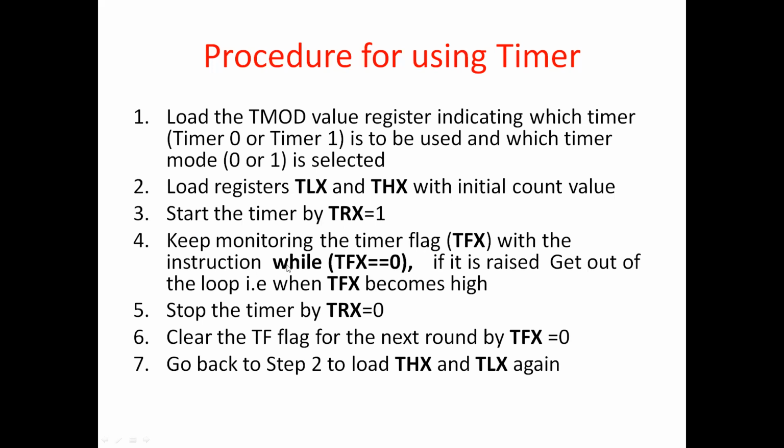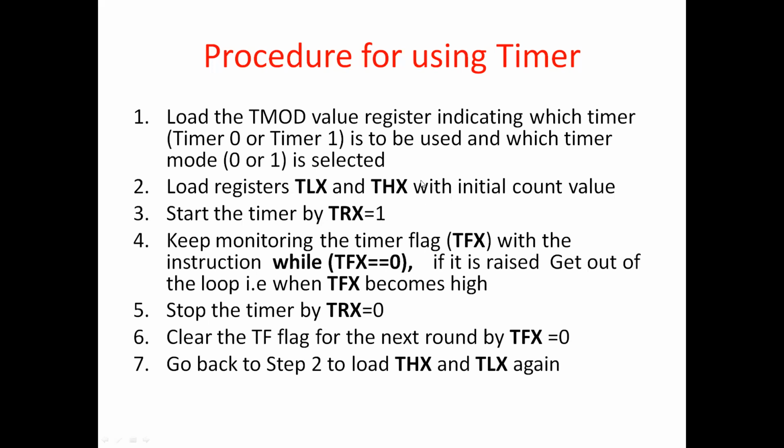So what is the instruction for that? While TFx equal to 0. Until the maximum count is reached, this condition will be satisfied and the control will stay here only. Once overflow occurs, TFx becomes 1 and control comes out of the loop. So the required delay is over. So we need to stop the timer.